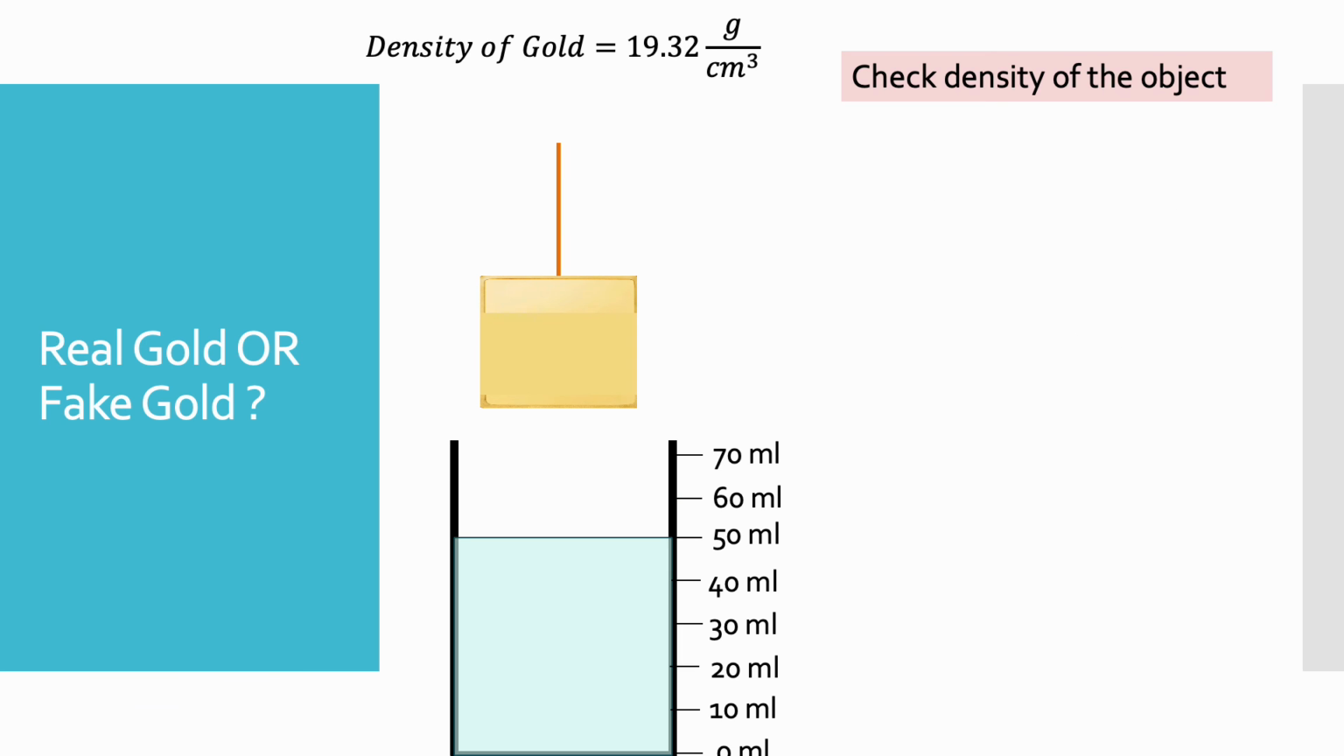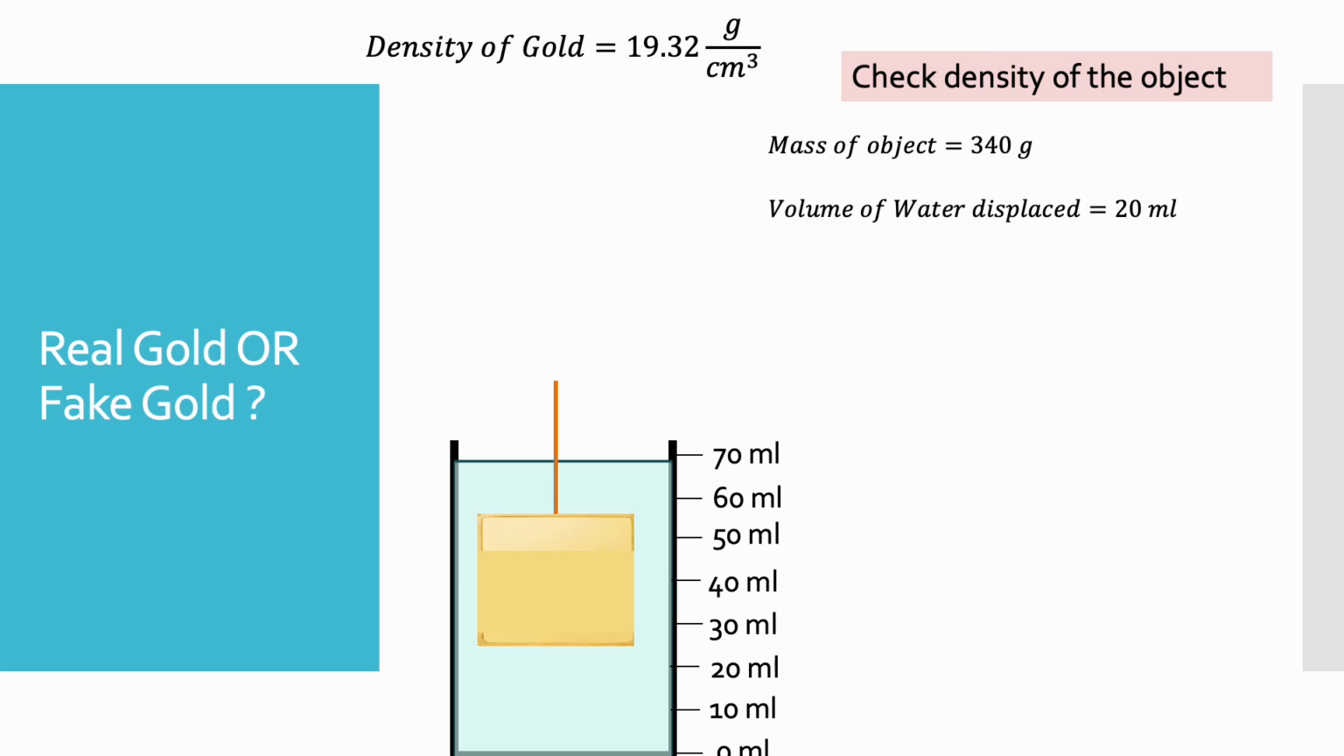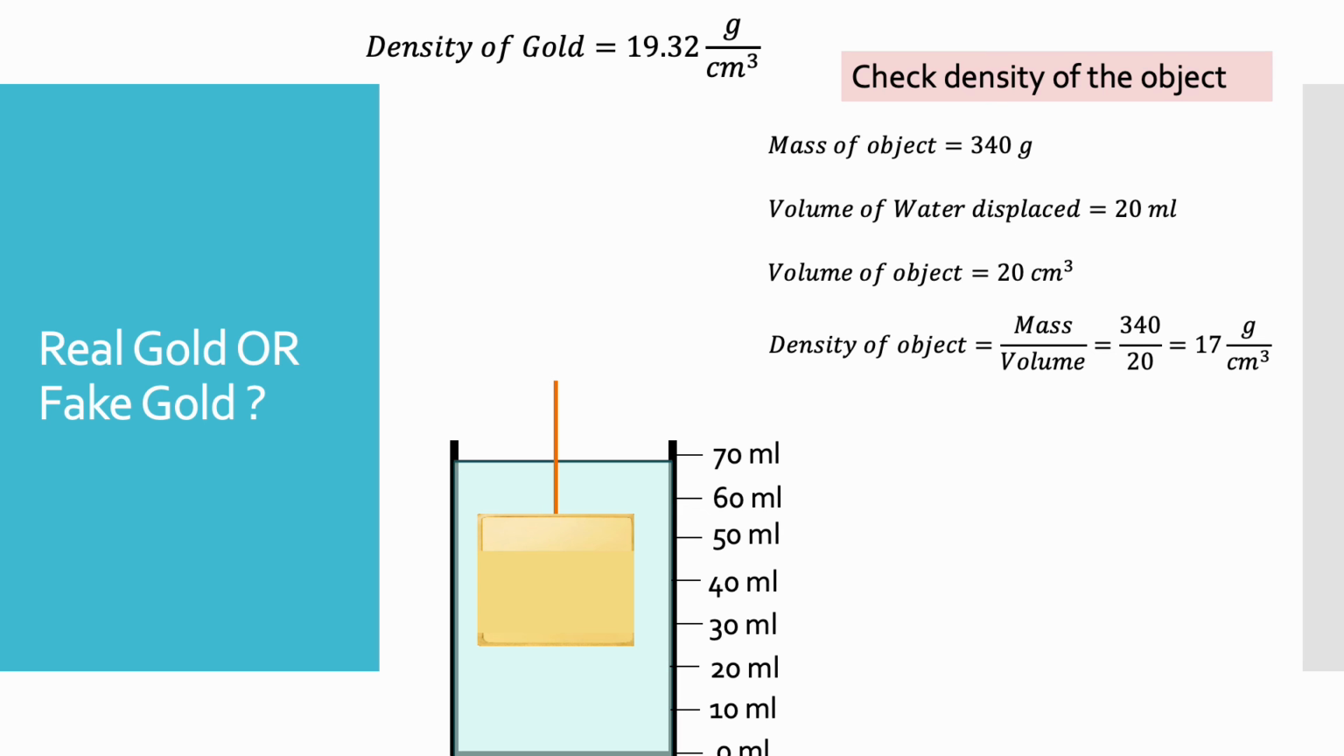Let's try another example. This time we have a different object. Its mass is 340 grams and it displaces 20 centimeter cube of water. Okay. So mass of the object is 340 grams. The volume of water displaced is 20 milliliter, which is equal to 20 centimeter cube. Density of object is mass divided by volume, and the density is 17 gram per centimeter cube.